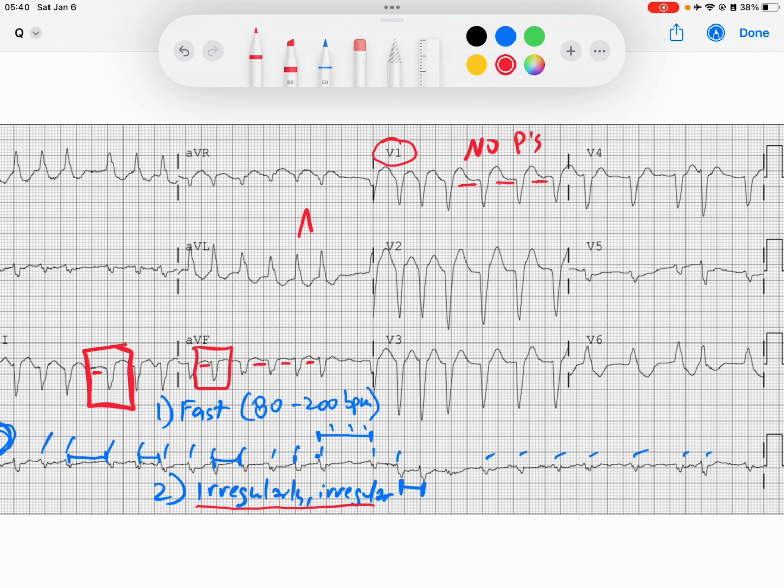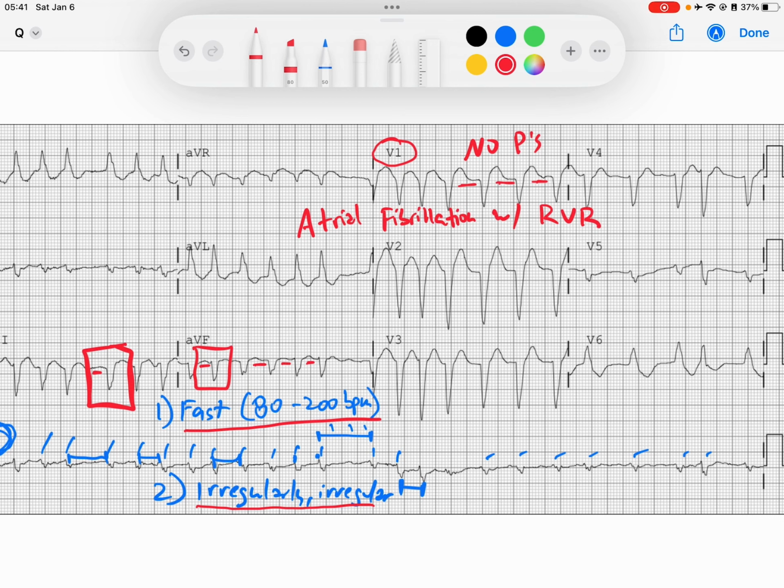This, we can go ahead and say, is atrial fibrillation. And because of this really fast rhythm that we identified, we can say with a rapid ventricular response. We always want to say atrial fibrillation that is controlled, rapid, or slow.